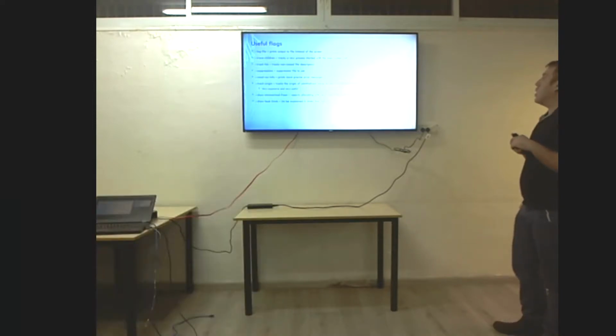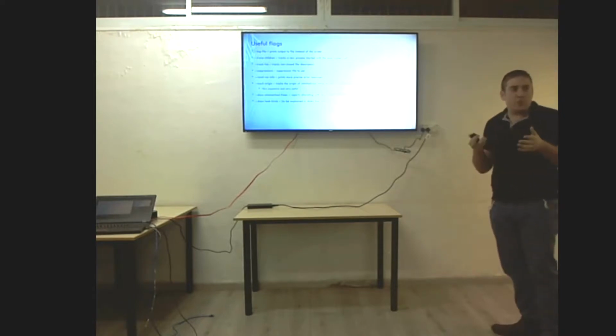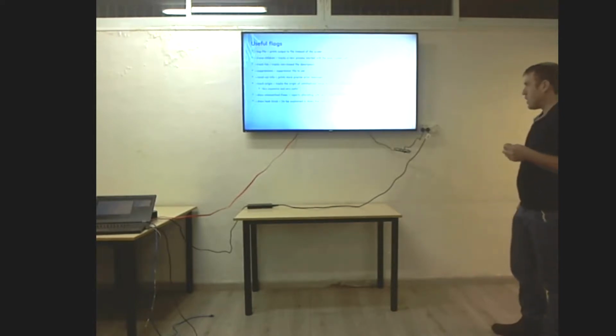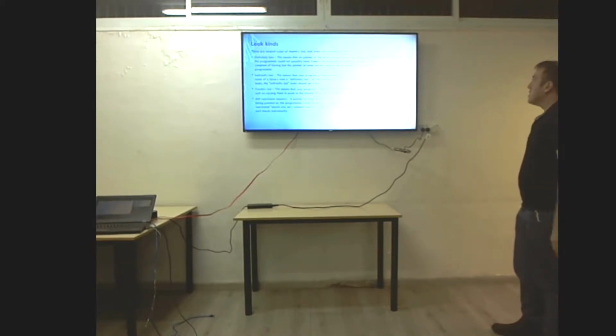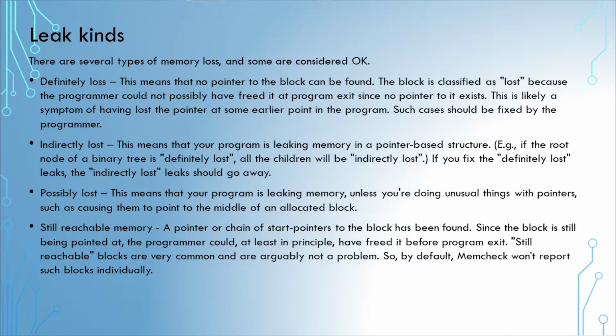Show mismatched frees reports if you allocate with new but free with free, or vice versa, or delete and delete with brackets, and all of those. Show leak kinds. For this, we have this slide. So basically, there are 4 kinds of memory leaks from Valgrind's perspective: definitely lost, indirectly lost, possibly lost, and still reachable memory.